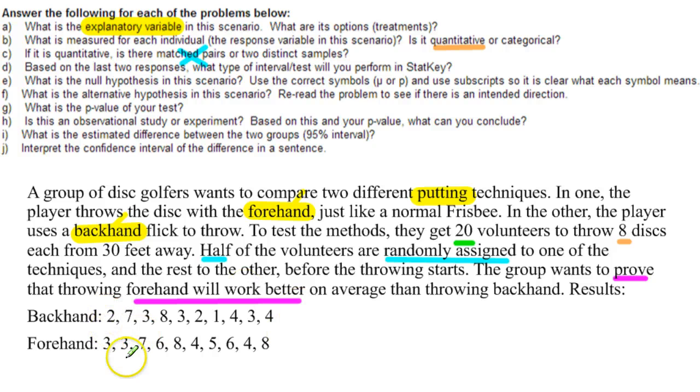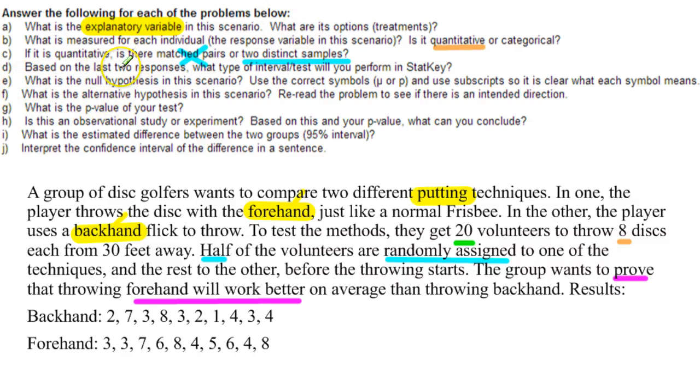So each of these two groups, the people are just randomly split in half to use one technique, half to use the other. So it is not matched pairs, it is two distinct samples. Part D, based on the last two responses, what type of interval or test will you perform in StatKey? Well, if we do have quantitative data and it is two distinct samples, we're going to look at the difference of two means, either a test of the difference of two means or a confidence interval of the difference of two means.